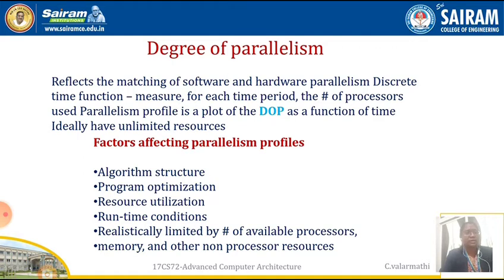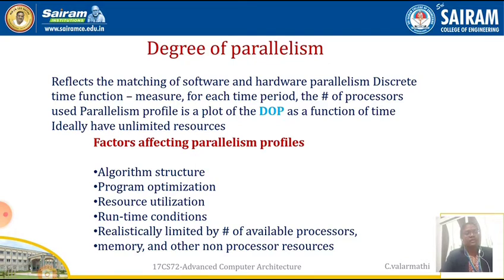If you take one unit time period, for each time period, how many processors are executing in parallel? In other words, we can define it like this: for a given time period, the number of processors used in parallel is called the degree of parallelism. It is simply called DOP. DOP is very important. It is a basic thing before we go to the next measures. DOP is the total number of processors involved in a parallelized execution.